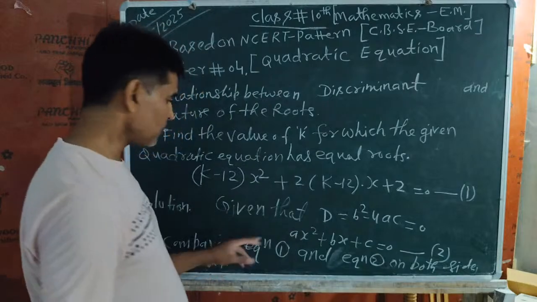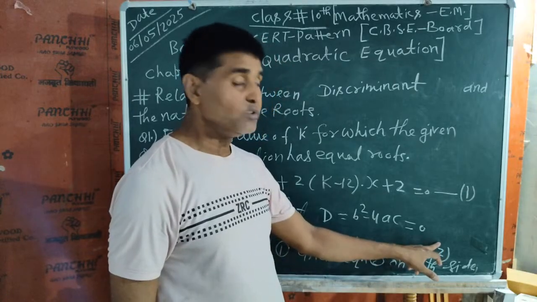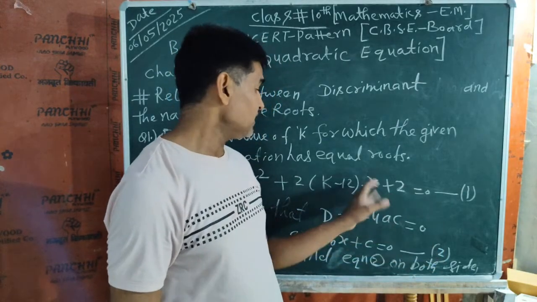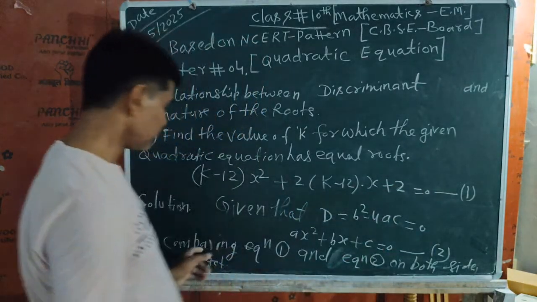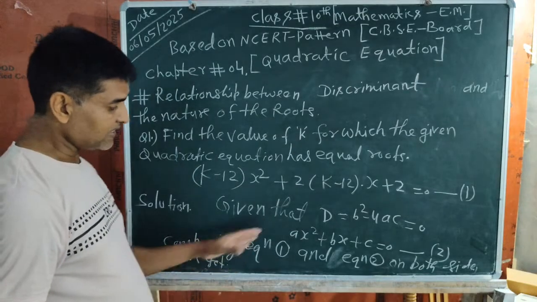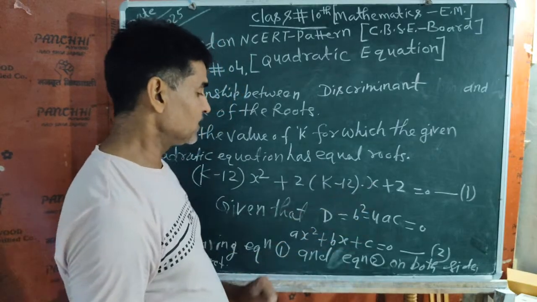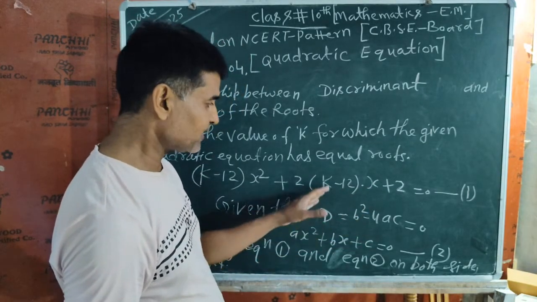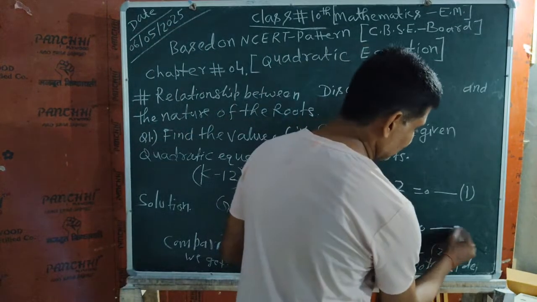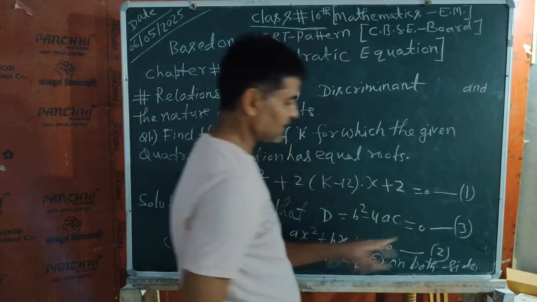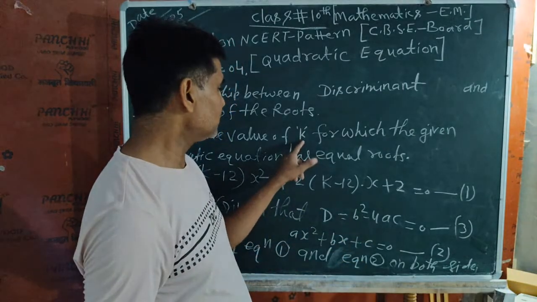Now here I have to write one general equation, that is ax square plus bx plus c equal to 0, and I will say this is equation number 2. And equation number 1, which is given in the question, I will compare both equations, and then I will get the values of a, b and c from the given equation. After getting the values of a, b and c, I will put them in the equation. I will say this is equation number 3. In equation number 3, after putting, I will evaluate the value of k, which is given in the question.